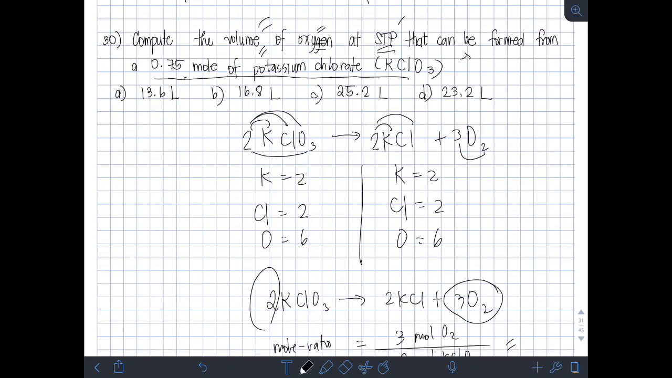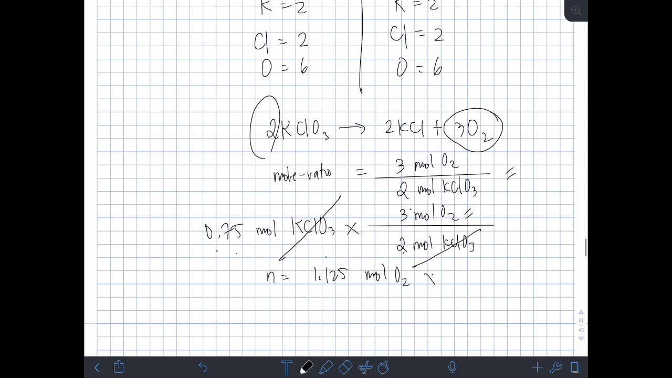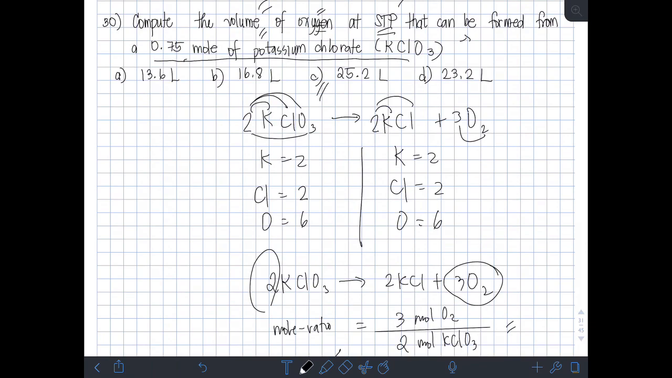Ngayon, ang hinahanap is volume, right? So, sabi at STP. So, tulad sa sinabi ko kanina, 1 mole of every gas at STP will have a volume of 22.4 liter. So, therefore, mamultiply natin to sa 1 mole of oxygen equivalent to 22.4 liters of volume. So, cancel si mole. Ang magiging sagot natin for the volume is 1.125 times 22.4. So, it is equal to what? 25.2 liter of oxygen. So, the answer is letter C.